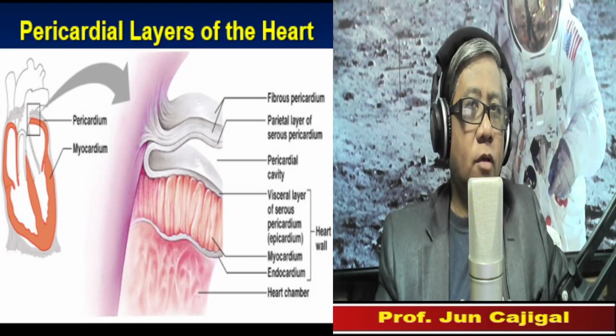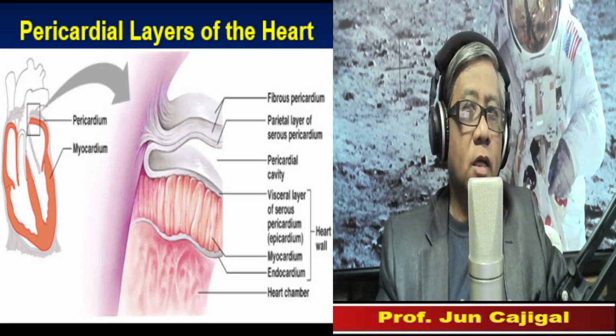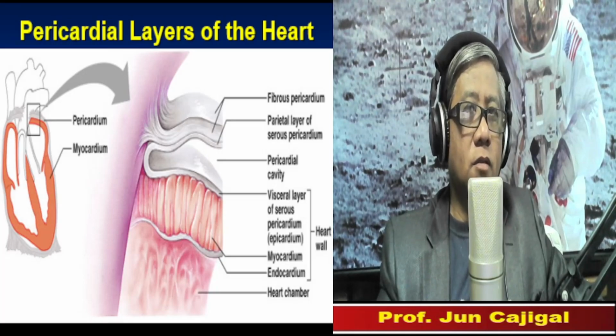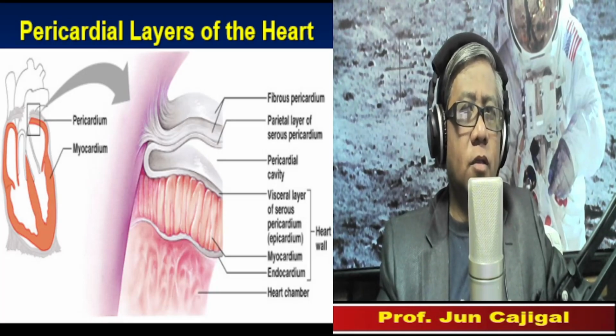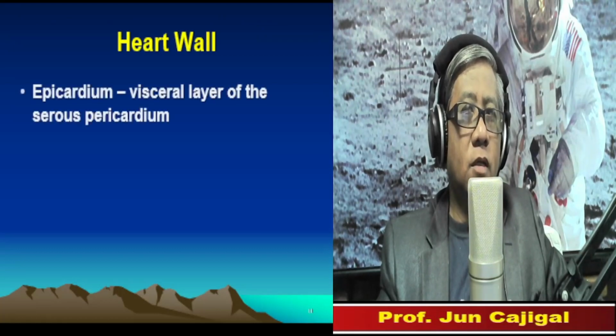So it is very obvious that the fluid-filled pericardial cavity prevents or minimizes the friction between the beating heart and the surrounding tissue. Now, at this point, let's take a look at the heart wall itself. The heart wall is composed of the following layers. So we have the epicardium, which we mentioned earlier. That's the visceral layer of the serous pericardium that covers the surface of the heart.